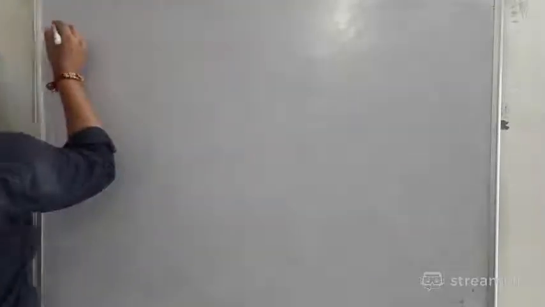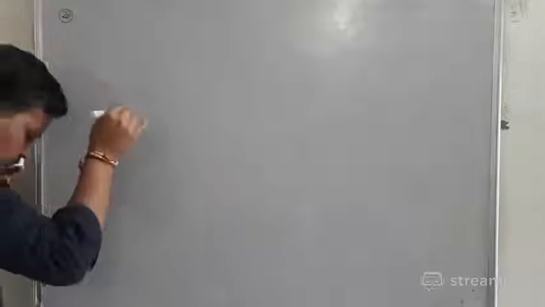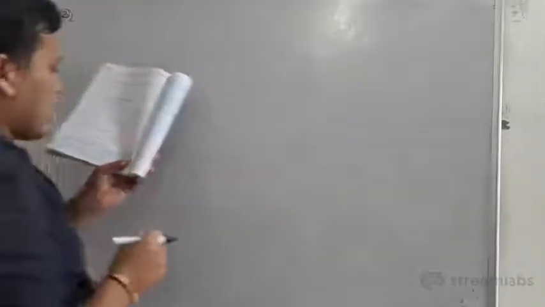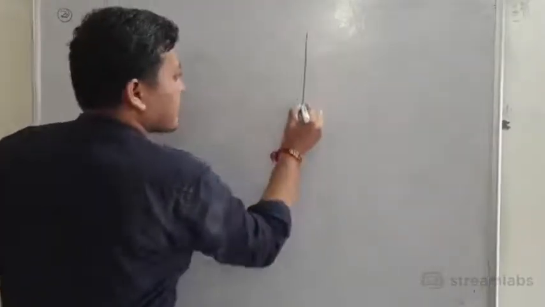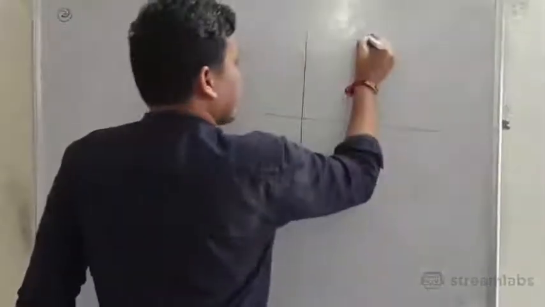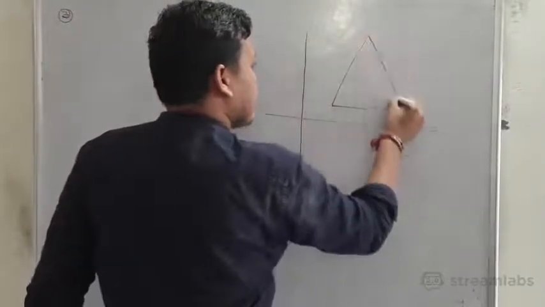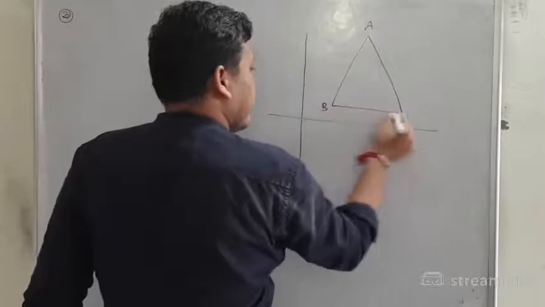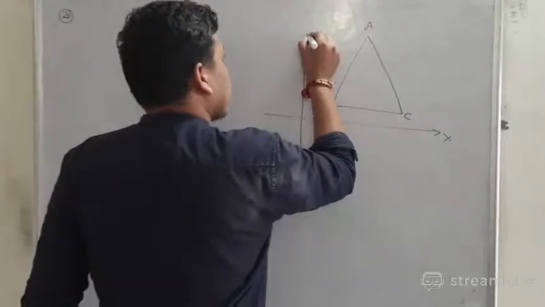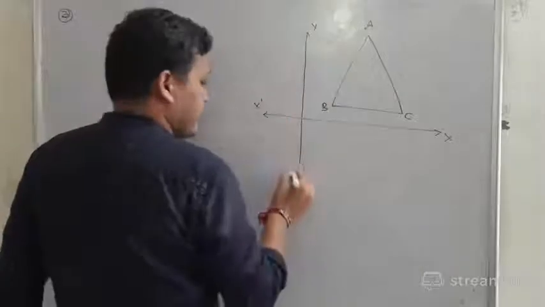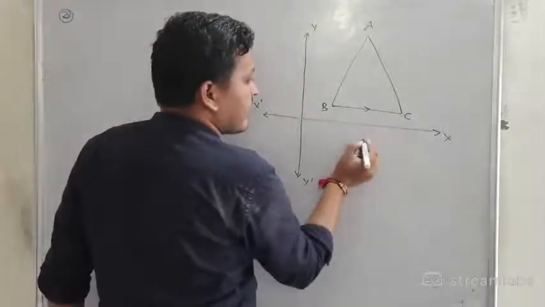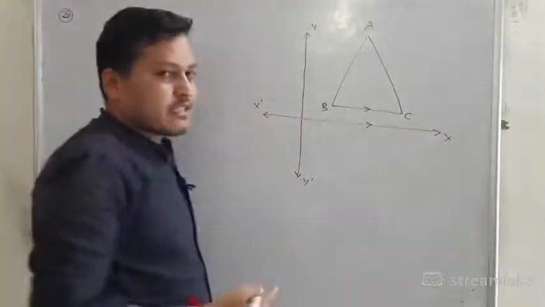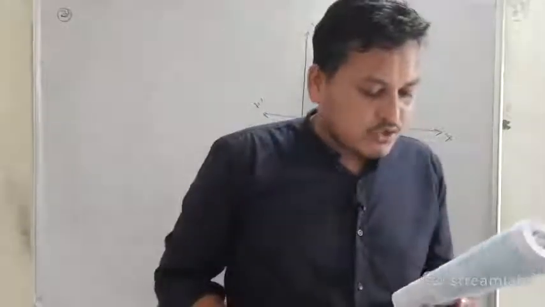नेक्स्ट सर, क्वेश्चन नंबर थर्ड. The side BC of an equilateral triangle ABC is parallel to the x-axis, तो what are the slopes of its sides? तो draw a triangle ABC. This is your x-axis and y-axis, x negative and y negative axis, and it is given the side BC of that equilateral triangle ABC is parallel to the x-axis. Then after that the question is, write the slopes of its sides.